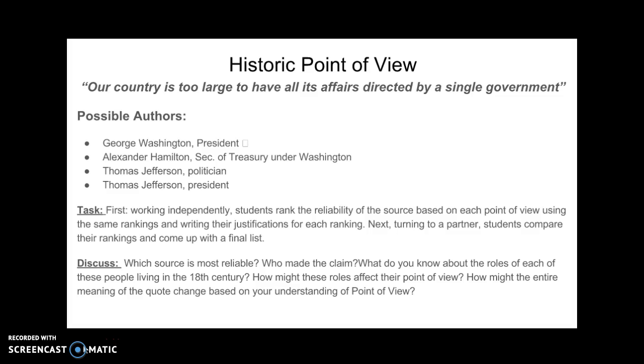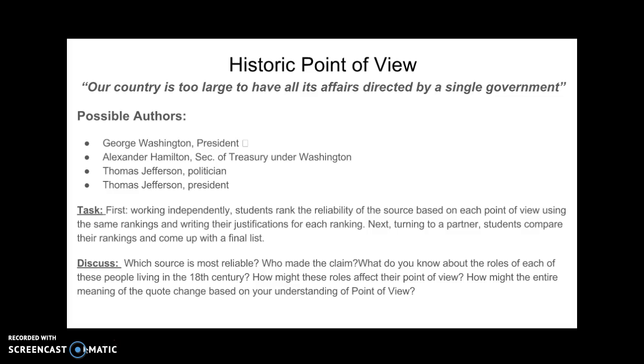This would be Thomas Jefferson anywhere from the time that he wrote the Declaration of Independence all the way through the year 1800. And the last possible author would be Thomas Jefferson, the president, after he wins the election of 1800, and before he leaves office in 1809. Your task. First, you should write down the title of the slide and the quote.